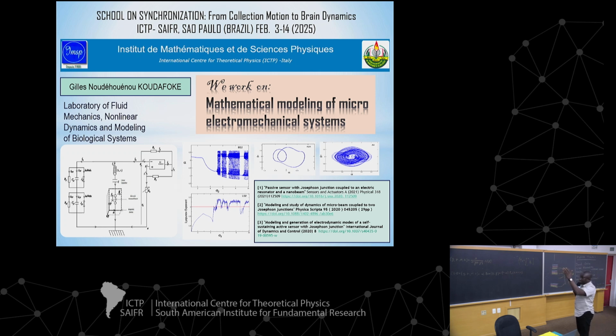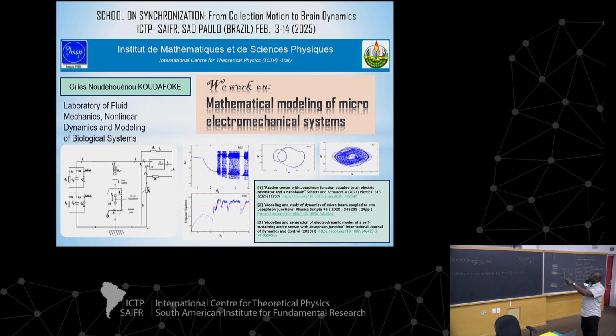So there is a chip, one example of the micro systems that we study in my thesis. There is the mechanical part and the electric part. We model the system mathematically, and here we plot the behavior of the microbeam when we change the intensity of current. That is a bifurcation diagram. Here is the Lyapunov exponent to confirm the bifurcation diagram.